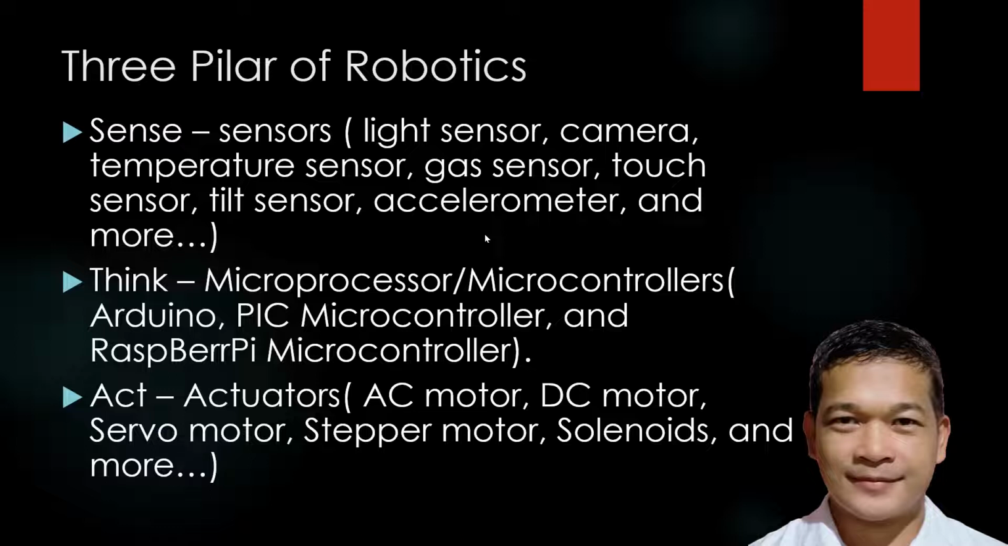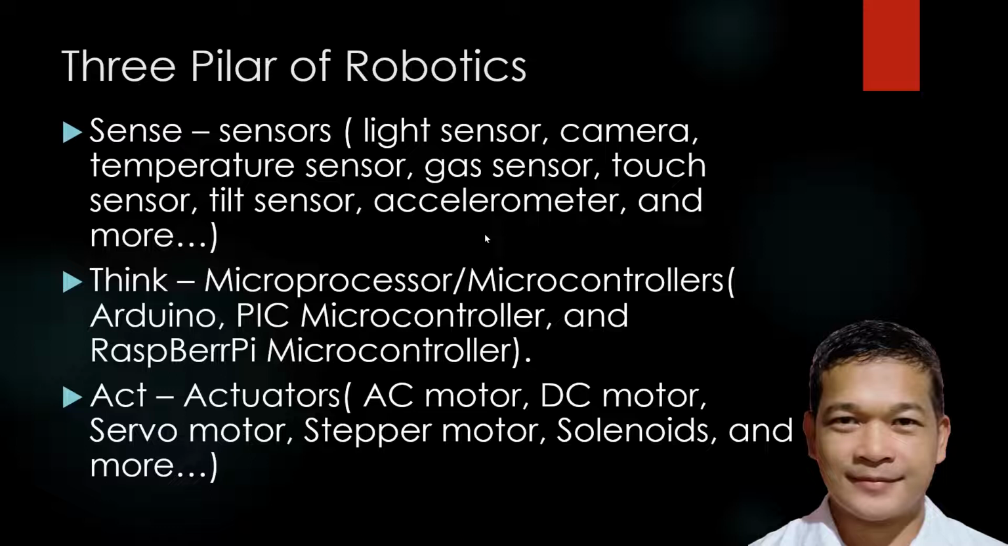And the last pillar of robotics is to act. Actuators are usually AC motors, DC motors, servo motors, stepper motors, solenoids, and more, to move the hand of your robot. Again, the three pillars of robotics: a machine can be called a robot if it is able to sense, able to think, and able to act. A machine that can sense, think, and act is called a robot. But a machine that does not know how to sense, think, or act is not a robot, but a machine by itself.